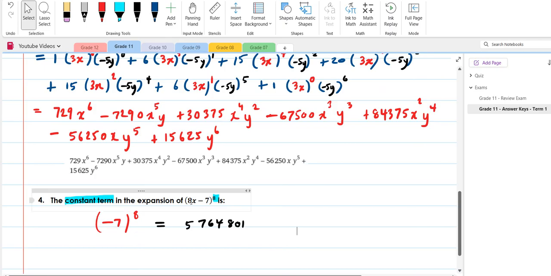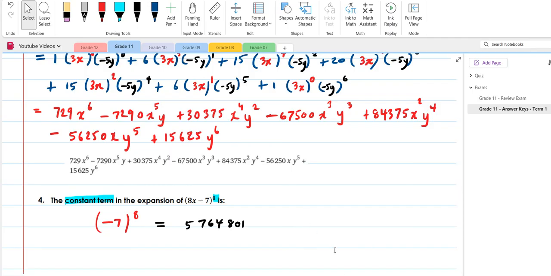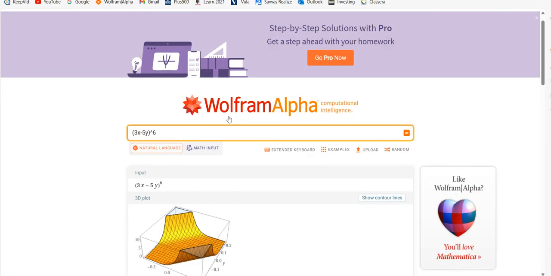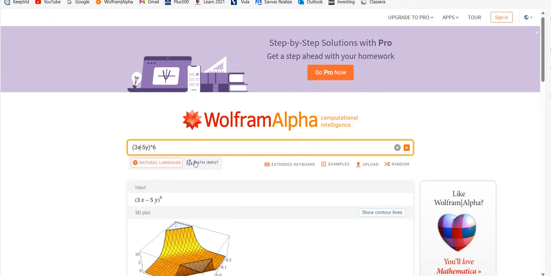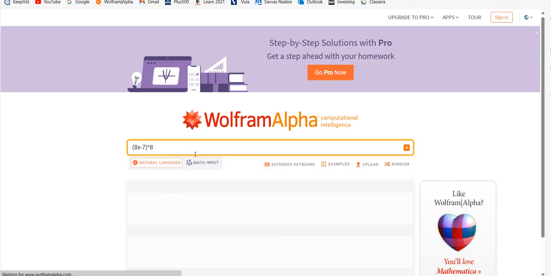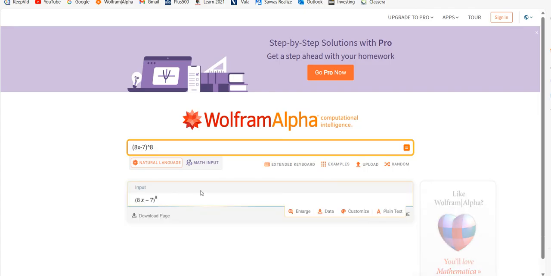Let's just double check with our online calculator and see where the constant term is, if you really have to expand this to all the terms in the binomial expansion. 8x minus 7 to the power 8. So let's check. 8x minus 7 to the power 8. So check what answer we get.